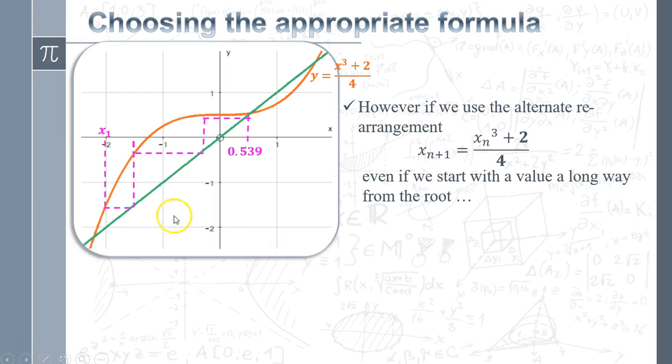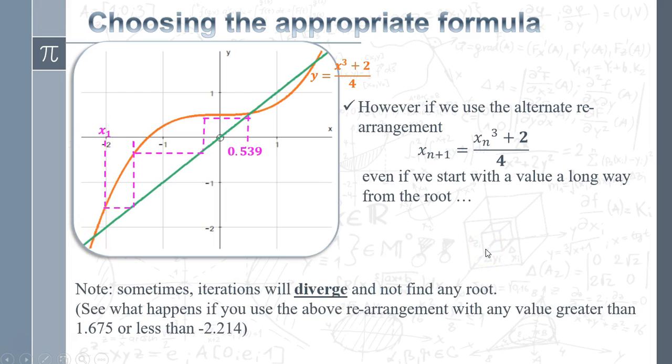And finally, the other thing to note is, when we saw it on the Excel sheet, if I take a starting value that's just to the other side of this root here, what will happen? It will diverge, and it'll just disappear off to infinity, and it won't find any root at all. Okay, so that's our staircase diagrams.